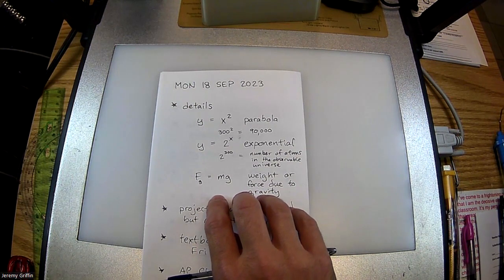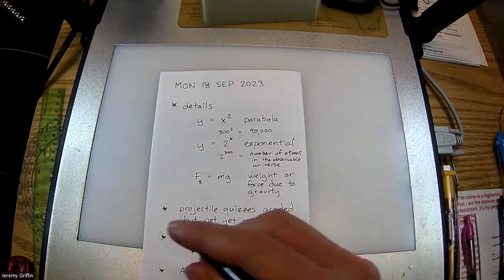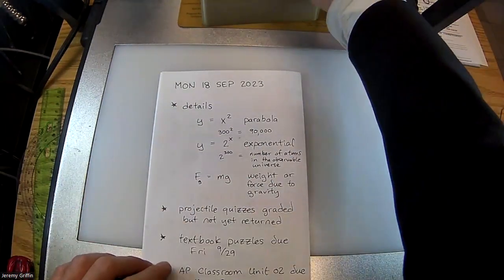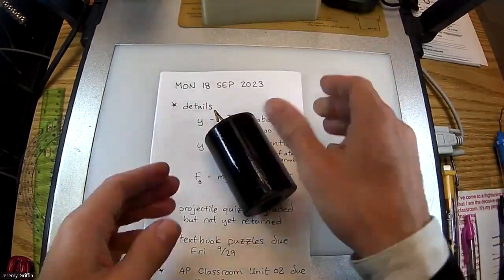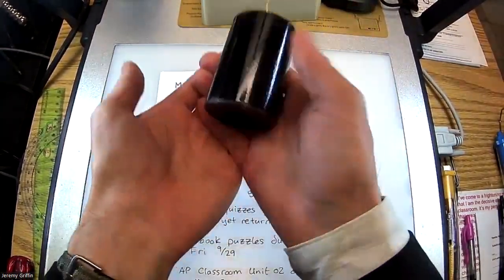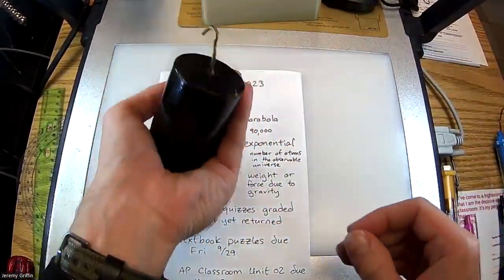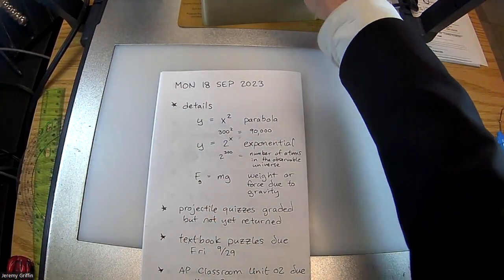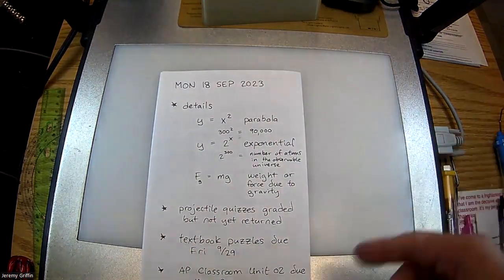This is going to matter on AP FRQs if you guys are doing write-ups. When I say gravitational force, suppose I've got 1 kilogram of mass here. If I pick it up, I feel a downward force of like 10 newtons. I'll call that weight, or force due to gravity. Now I'll ask students, what force is that?